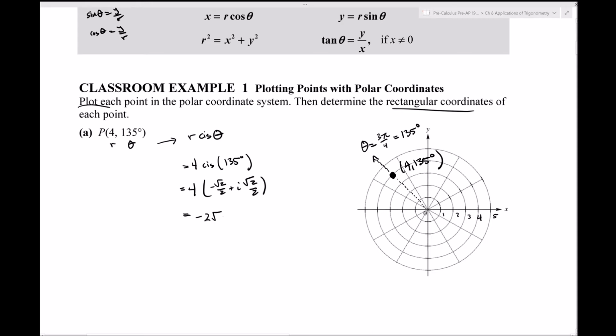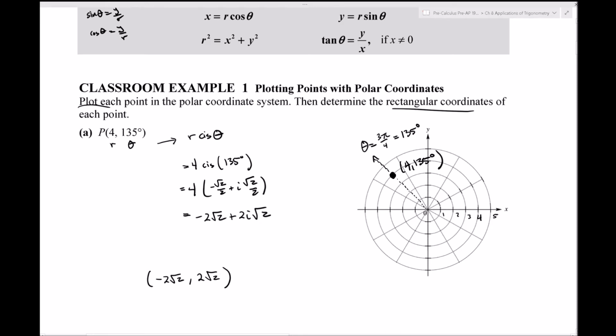Negative 2 square root of 2 plus 2i square root of 2. If you distribute the 4, those 2's reduce the 4 to a 2. Okay, so that's a complex number, and they don't want this as a complex number. They want this as an ordered pair. So how do I change that to an ordered pair? My answer is negative 2 square root of 2, 2 square root of 2.